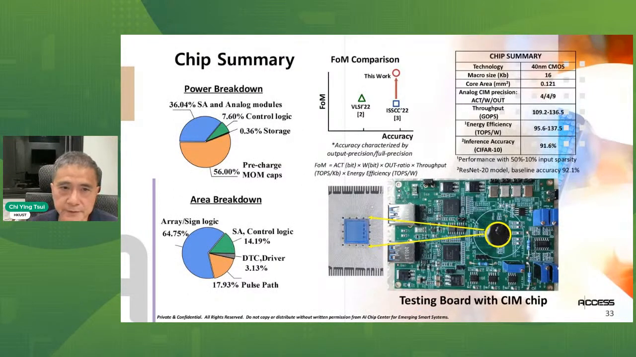So this is the chip summary. We're also looking at the accuracy, the impact of using this approach compared with a software approach. We can see that we can achieve for CIFAR-10 a 91.6% accuracy compared with a baseline software accuracy of 92.1%.